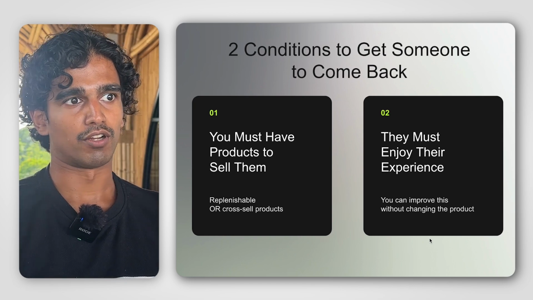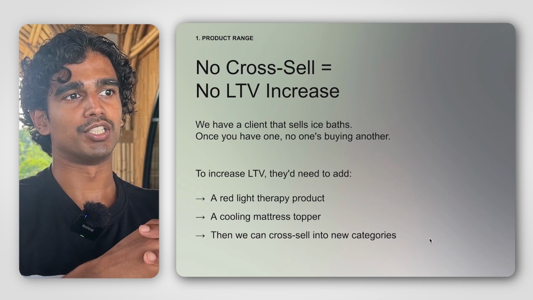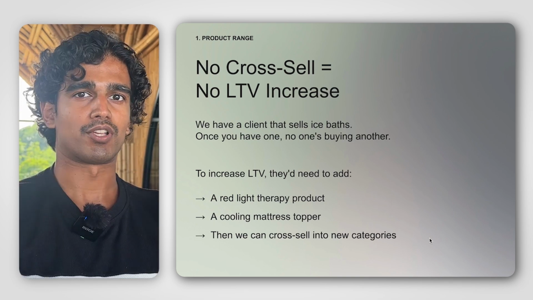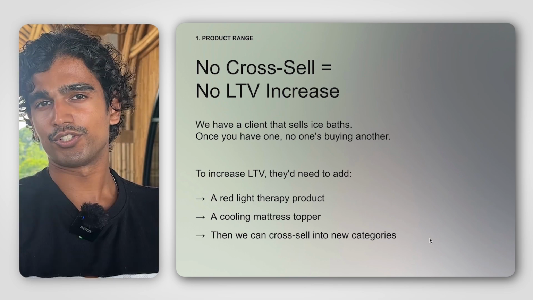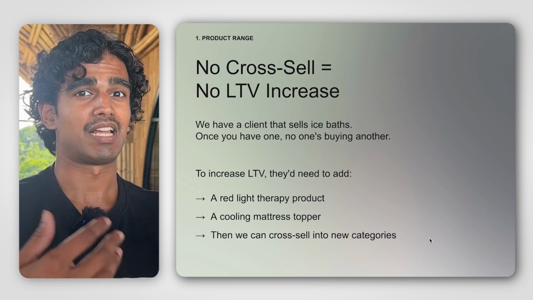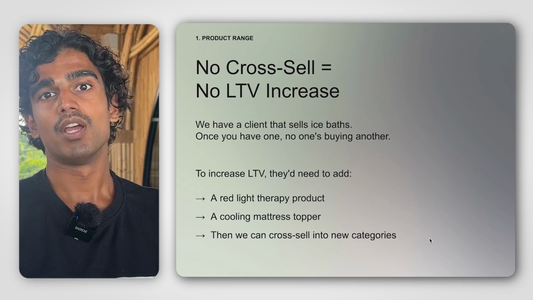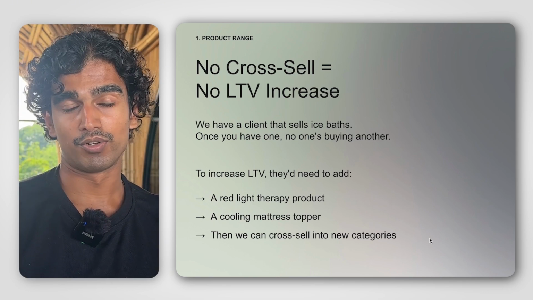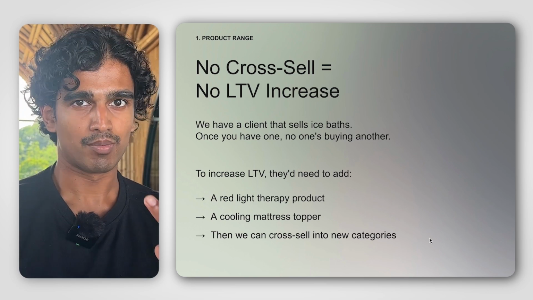So, first off, you must have products to sell them. This is really important because we have a client, for example, that sells ice baths. For the regular person, once you buy an ice bath, the likelihood that you come back to buy a second ice bath is close to zero. We can send the best email campaigns in the world. We can make the best email flows in the world. But nothing we do is going to increase lifetime value because customers just aren't going to buy two.